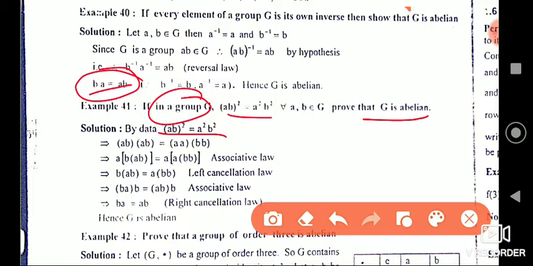What does (AB) whole square mean? What does A square mean? It is nothing but A into A, right? 2 square means 2 into 2, or 2 star 2. So (AB) whole square is nothing but AB into AB. Then what is A square? A into A. And what is B square? B into B.